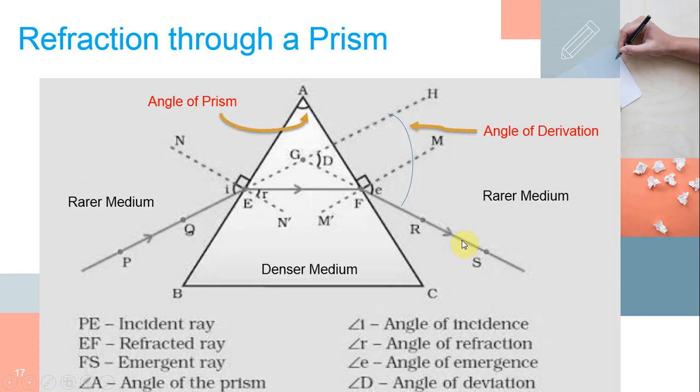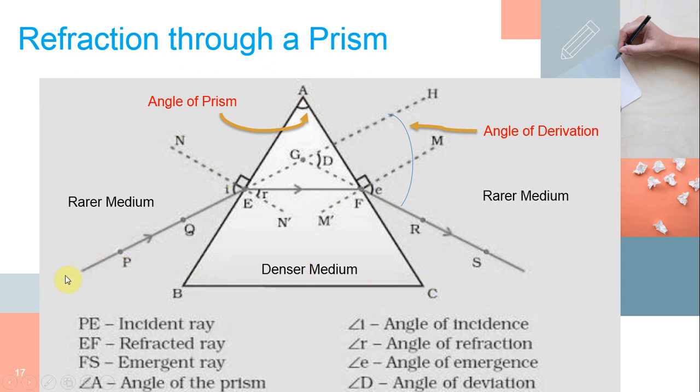This concept of refraction through a prism was already discussed in the previous session. Just for recall, we discuss one more time. We take a prism, so ABC is the prism. Here, this is the angle of prism. N dash is a normal for plane AB, and M dash is a normal for plane AC.